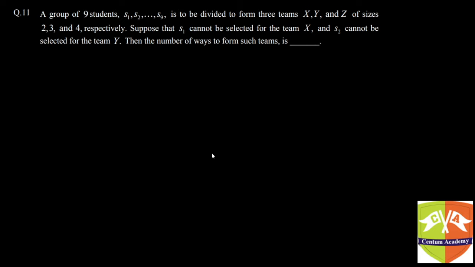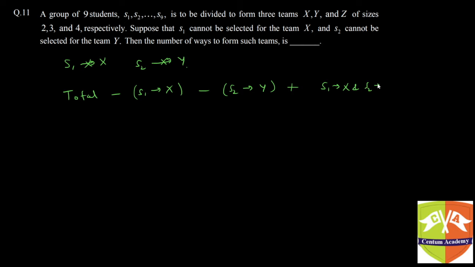Next, a group of 9 students, S1 to S9, are divided to be in 3 teams X, Y, Z of sizes 2, 3, 4 respectively. Now S1 cannot be selected into X and S2 cannot be selected into Y. Then in how many ways can we do this? To do such questions, we use the principle of inclusion exclusion. Without worrying about these constraints, we find the total number of ways, out of which we subtract the number of ways in which S1 belongs to X, and we subtract all the ways in which S2 belongs to Y. But in this process, I have subtracted twice the number of ways in which both of them are true simultaneously. So you add it again when S1 goes to X and S2 goes to Y.